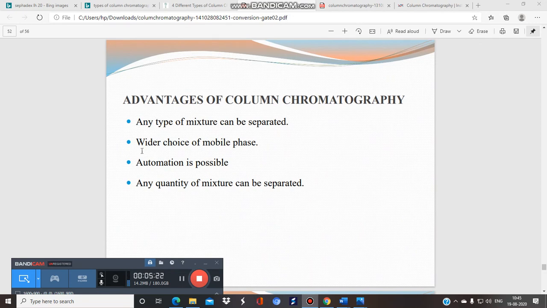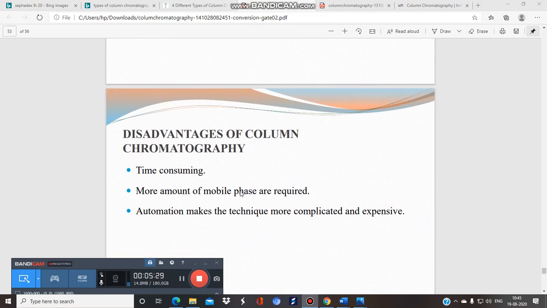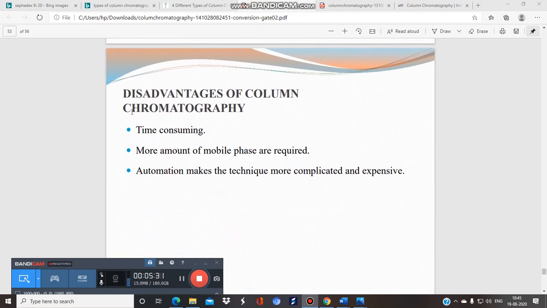Like any type of mixture can be separated. There is a wider choice. Automation is simple, a very simple procedure. Any quantity of mixture can be separated. Yes, disadvantages: these are time consuming, but now we have developed different types of column chromatographic methods like flash column and vacuum column chromatography. That is very fast also.